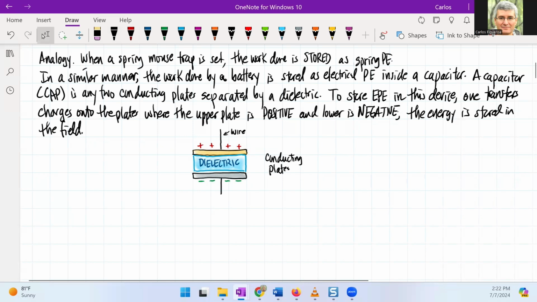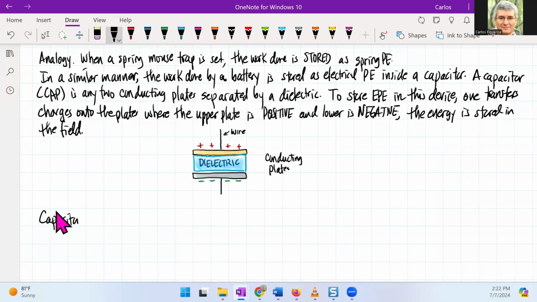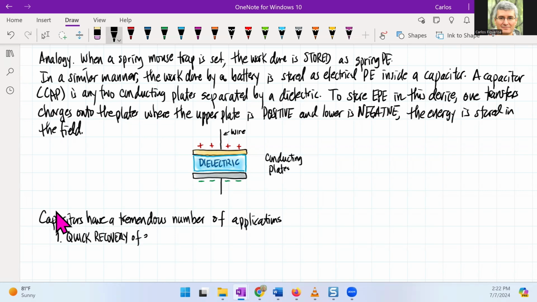So capacitors have a tremendous number of applications. It's vast. So I'll just give you sort of like a category of things. So the first one, we'll talk about what is called a quick recovery of energy. In the old days, they had an array of capacitors that would do camera flashes. Now they do it differently, but we could say that a quick recovery of energy would be a camera flash.